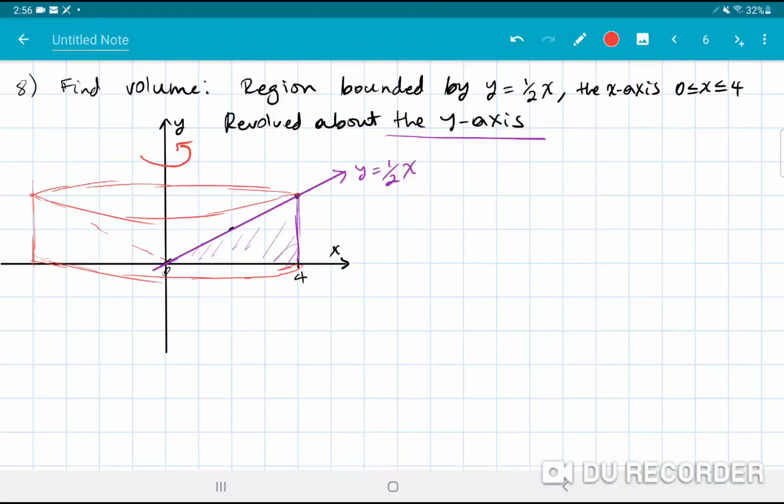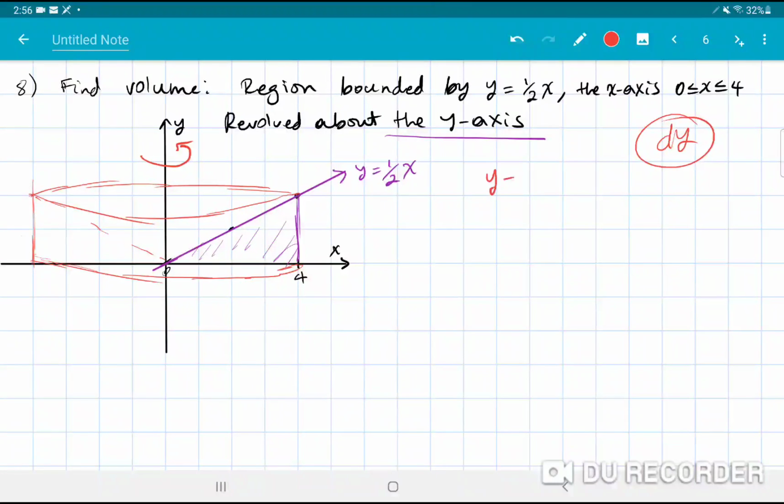Okay, so in this case, if we do a cross section at x, we're going to get some weird object. So we're going to take the cross section at y, and we're going to do the integral with respect to y, because then we will get our washer in this direction. Okay, so we have to rewrite our equations in terms of y.